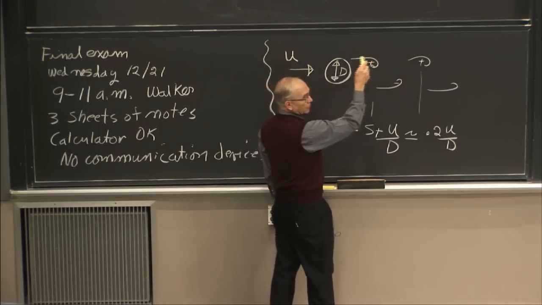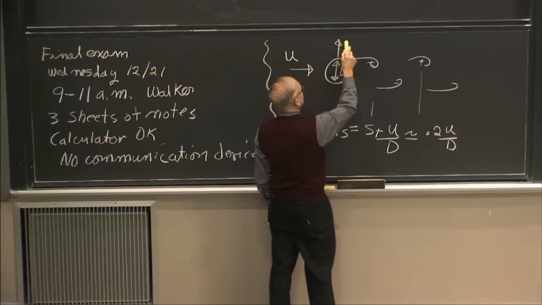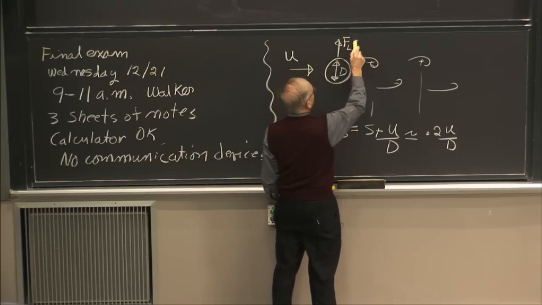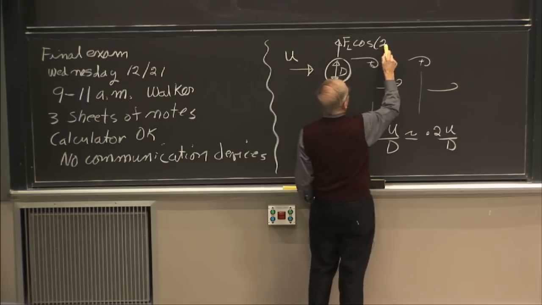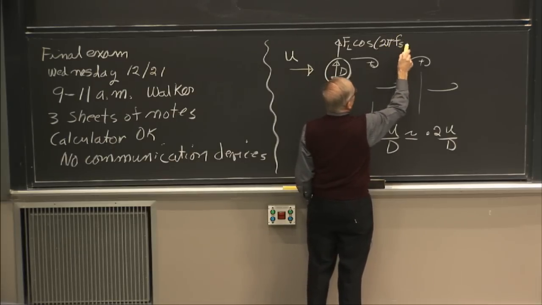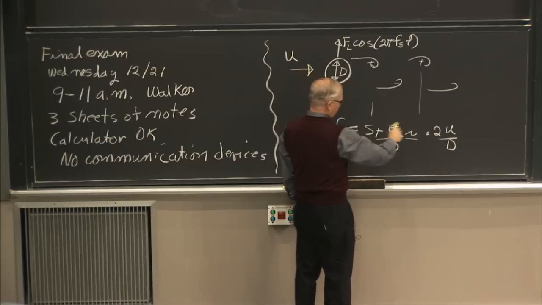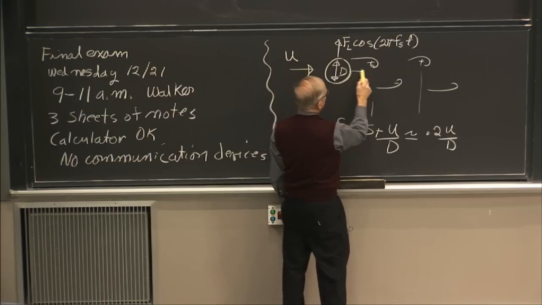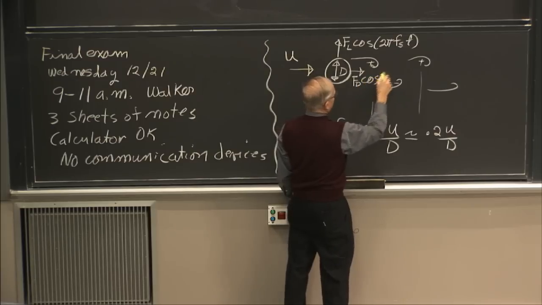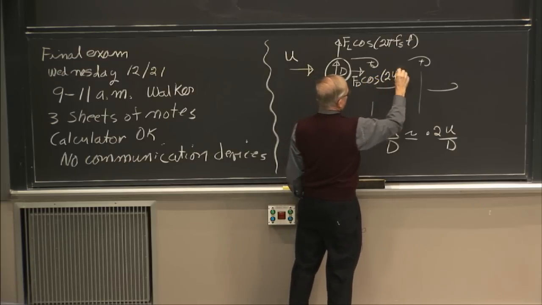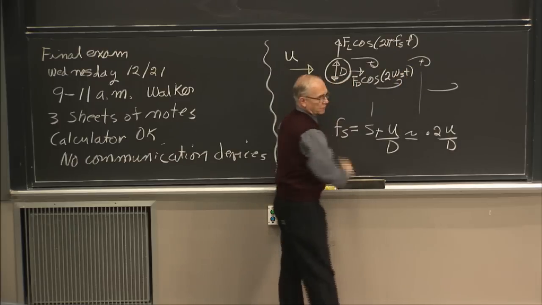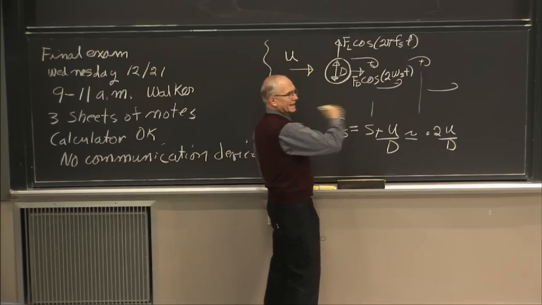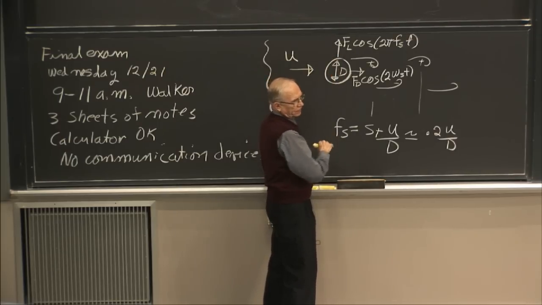Now, associated with the shedding of vortices is a lift force. And I'll call it F_L cosine omega t, where omega is 2 pi f_s times t. So at this frequency of vortex shedding, there is a transverse force. And there's actually an inline force also, which I'll call F_D for drag. And it goes like cosine 2 omega_s t. It's twice the frequency of that. And so you get some inline oscillatory excitation and what we call cross flow oscillatory excitation.